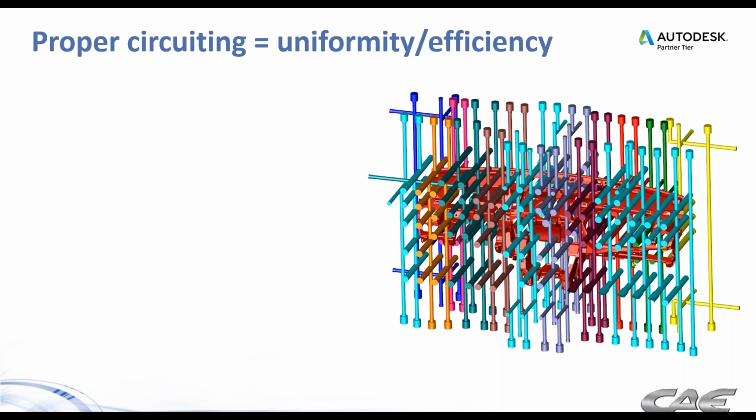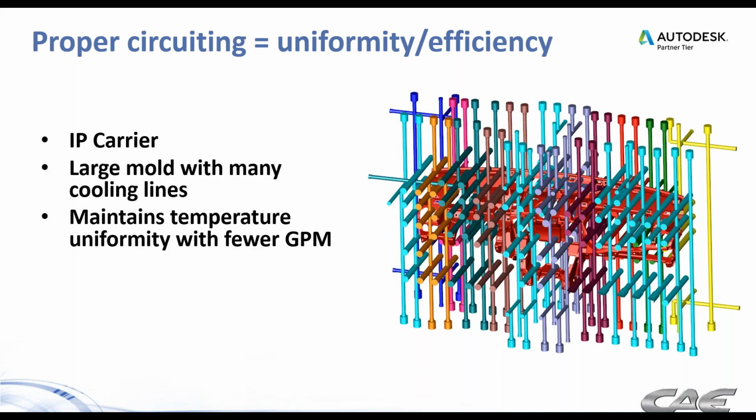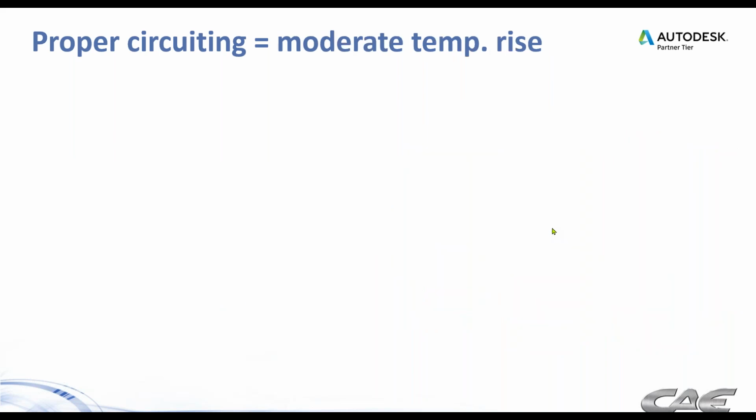So now we'll talk about proper circuiting. That was changing cooling line sizes to improve our turbulence. Now what do we do when we've got a very large mold and a lot of water lines that we have to figure out what to do with? This is an IP carrier, and we want to try to maintain temperature uniformity, but use fewer GPM to do it. And in this case, the potential savings was around $206,000 per year.